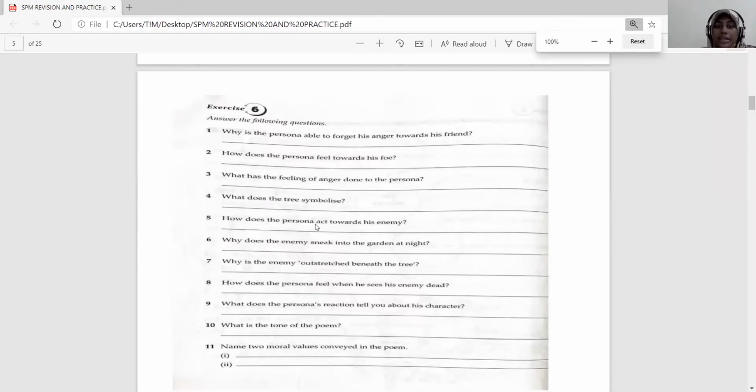How does the persona act towards his enemy? How did he react with his enemy? Okay, then saying nicely, maybe you can say friendly, all right? You can also say that he pretends to be friendly by giving a fake smile. Remember, he will give a deceitful smile, and that is how he acts toward his enemy. All right, so he pretends to be friendly by giving a fake smile, right? Number six, why does the enemy sneak into the garden at night?